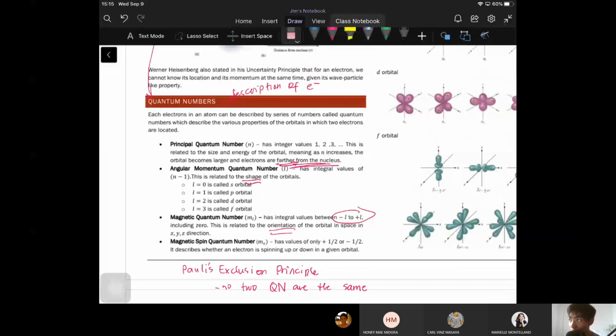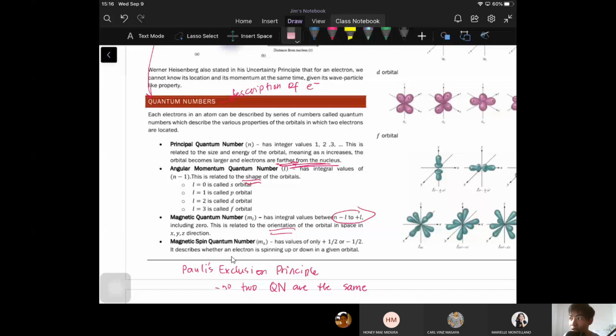So ano yung itong quantum number? Ito yung address ng electron. Principal quantum number, gaano siya kalayo from the center, gaano siya kalayo from the nucleus. Angular momentum quantum number, ito yung shape ng kanyang orbital. Parang ito yung itsura ng kanyang bahay. Magnetic quantum number, this tells you about its orientation in that shape. Kumbaga, sa bahay, ito yung nasaang floor siya. Sa first floor, second floor, third floor, or fourth floor.